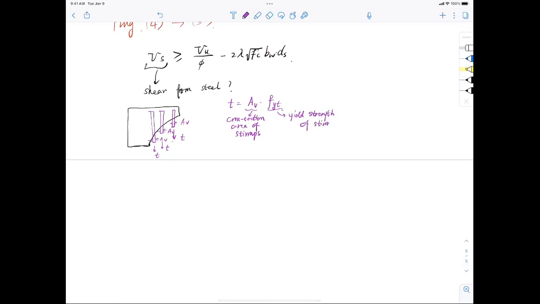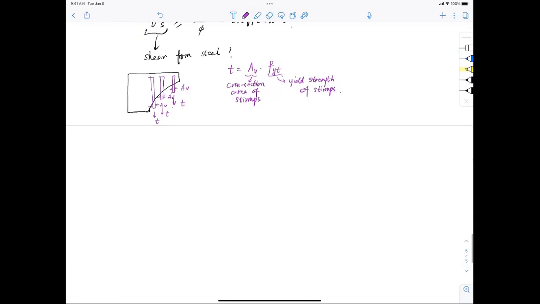I apologize, today's class is a little bit boring and dry, but these are the methodologies I just have to run through with you guys, okay? All right, so this is the tensile resistance for each stirrup.